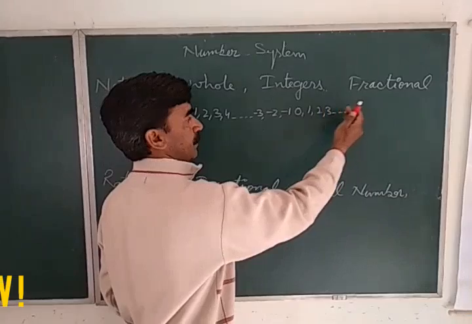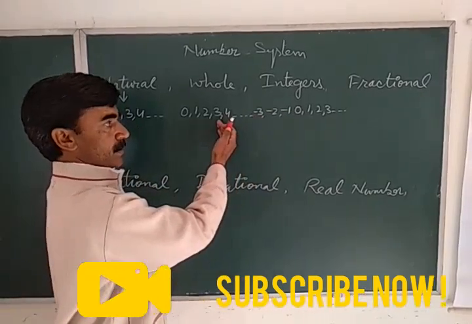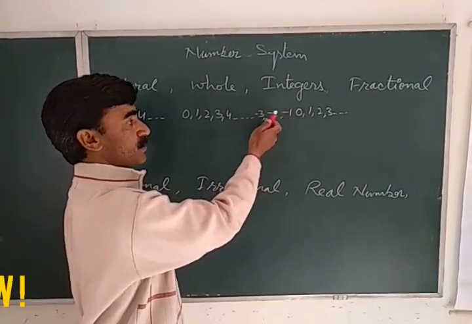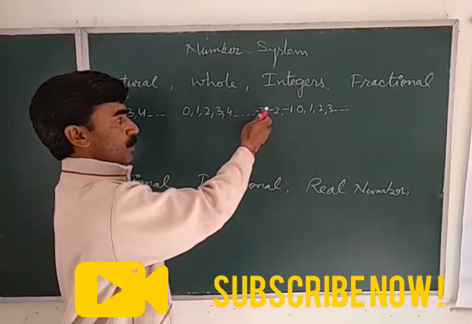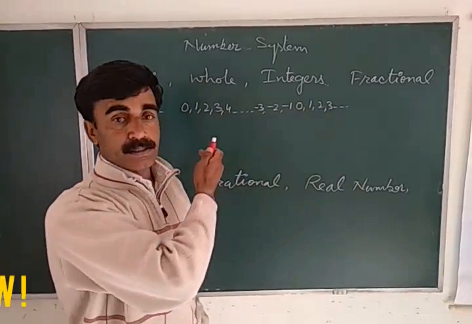1, 2, 3, these are increasing, and -1, -2, -3, these are decreasing. -1 is less than 0, then -2 is less than -1, -3 is less than -2 and so on. This is going downward, and these are upward. These are increasing and these are decreasing numbers.